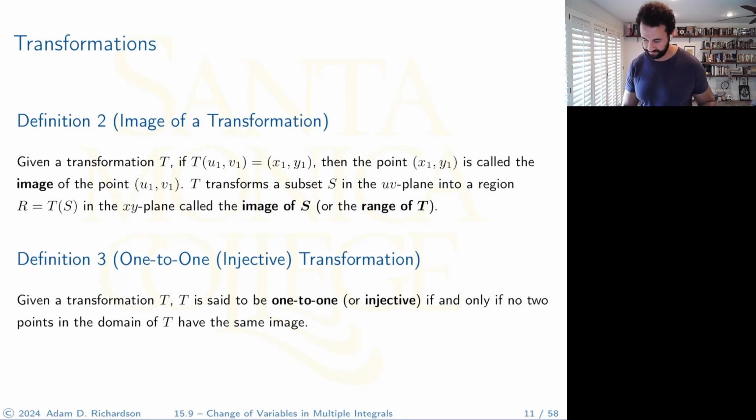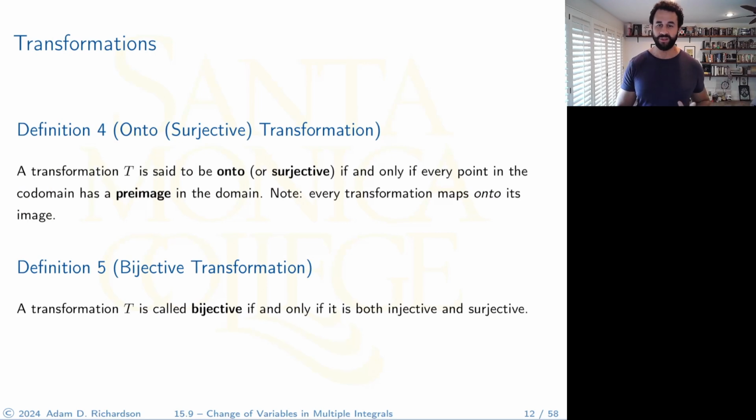It's a one-to-one function. Now, on the other end of things, you can talk about onto transformations or surjective transformations. I'll just read it here. A transformation T is said to be onto or surjective if and only if every point in the codomain has a pre-image in the domain, right? Some of you may not have heard the term codomain before. I know that I introduce it in my pre-calc and my calculus classes because it's relevant. So what is the codomain? You can think of the codomain as the place where the range lives. That's really what it is.